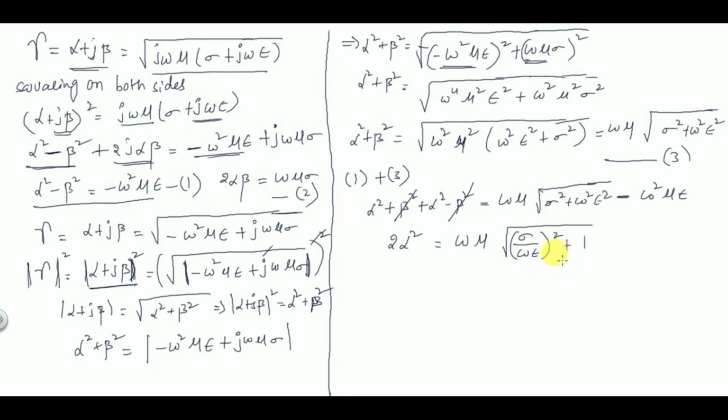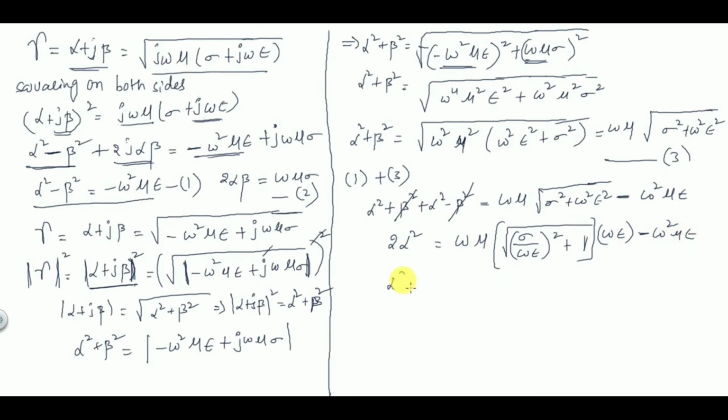When you are dividing with omega square epsilon square, you have to multiply also with omega epsilon. Only for the first term I'm dividing with omega square epsilon square. So sigma square by omega square epsilon square. If you take the square common, it is sigma by omega epsilon whole square, and omega square epsilon square by omega square epsilon square is 1. So this is multiplied by omega epsilon minus omega square mu epsilon.